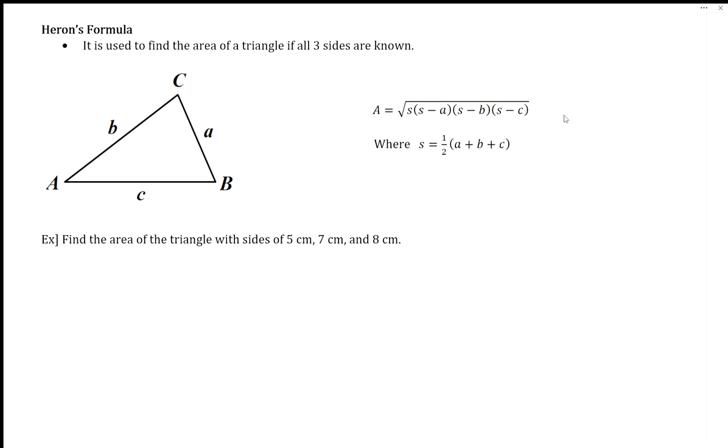So Heron's formula is a formula used to find the area of a triangle when we have all of the sides known. So the three sides are known. We have other area formulas as well, like our old one, 1/2 times base times height. Okay, so that's an oldie but a goodie for the area of a triangle.